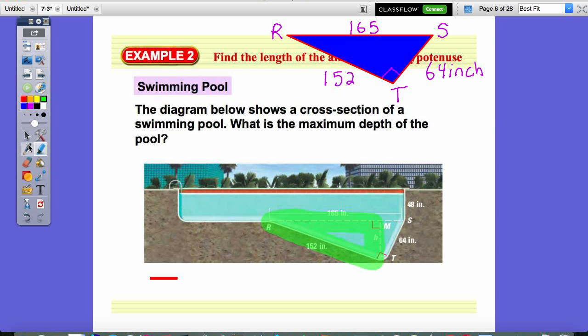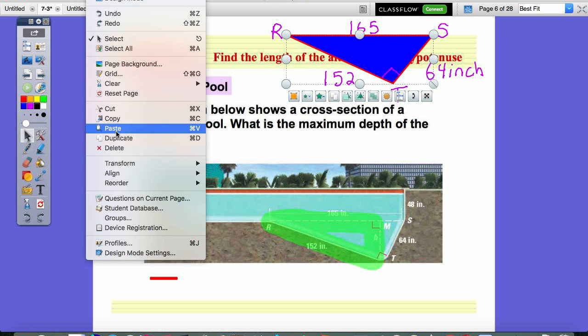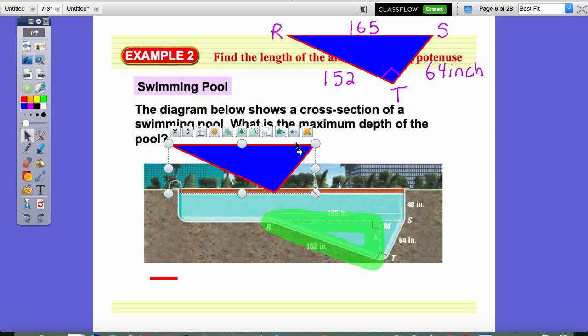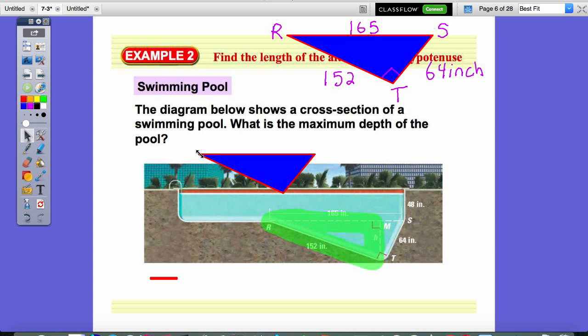So I'm going to go over here. I'm going to take this triangle and I'm going to edit, copy it, and then I'm going to edit, paste it. And so I have another triangle and put it over here. It's a little bit smaller. So I'm going to make that a little bit smaller.